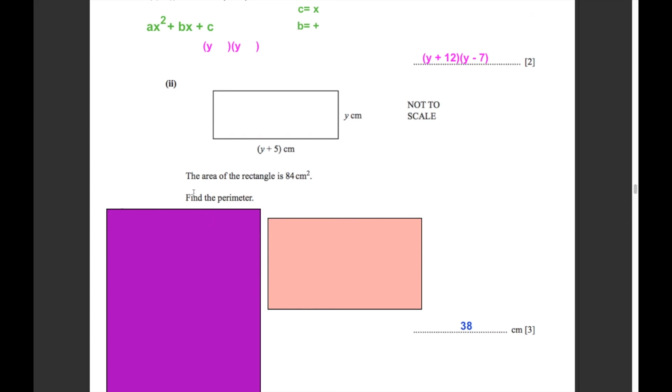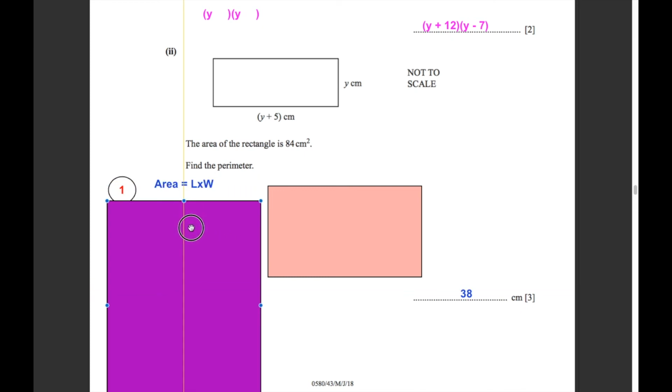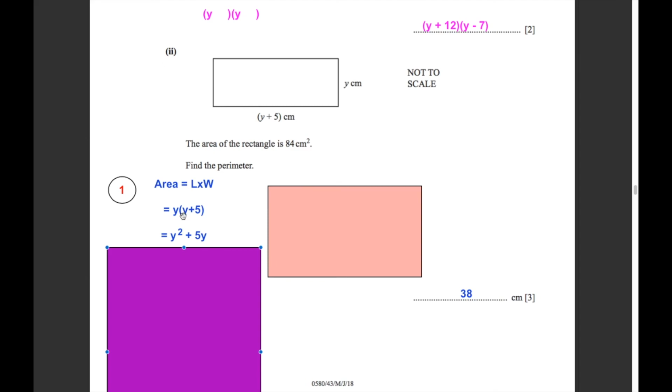So the area of the rectangle is 84 centimeters squared. Find the perimeter. Okay, so let's make use of the information that they gave us. So the area is 84, which is length times width, right? The area of a rectangle. So y times y plus 5, which is going to be y squared plus 5y. Okay, y times y, and then y times 5.